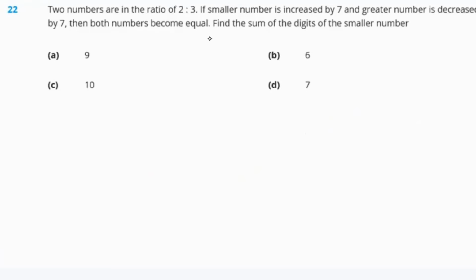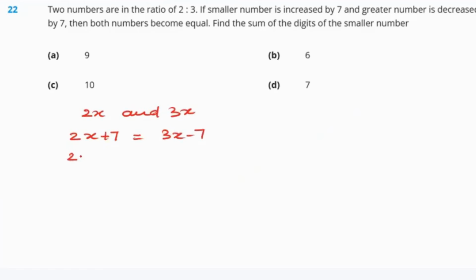Question number 22 is saying that two numbers are in the ratio 2:3. If the smaller number is increased by 7, so let's take the numbers as 2x and 3x. Now in the smaller number, we are adding 7 and in the greater number, we are decreasing by 7. Now both numbers become what? Both numbers become equal. So we will put both the numbers in the equal form. So we will be getting this.